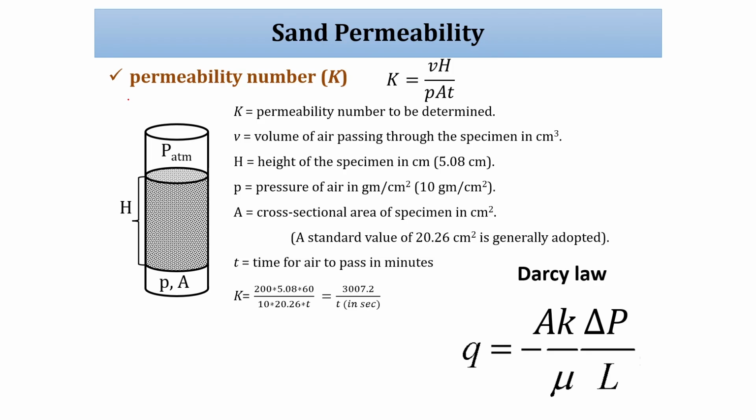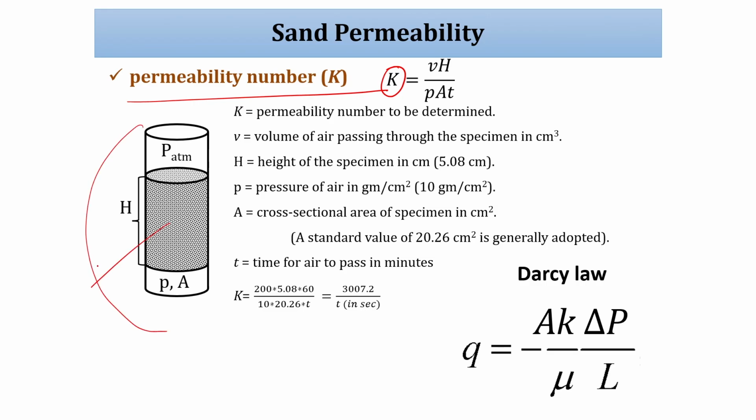The permeability number is denoted by K. In casting, it is a non-dimensional number, defined as V times H divided by P times A times T. What is V? So what we do is make a mold sample in a cylindrical manner.